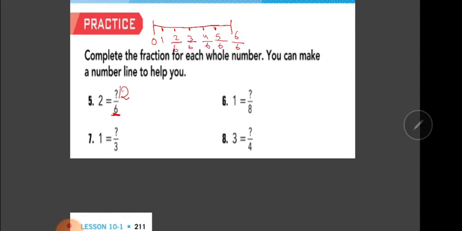This is 0. 1, 2, 3, 4, 5, 6, and I cut it into 6, so my denominator is 6. But they didn't say I need one whole, I need 2 wholes. So I'll bring another whole, and also cut it into 6 pieces. 1 sixth, 2 sixths, 3 sixths, 4, 5, and 6 sixths. Now, how many wholes did I use? 2. So my answer is correct. And how many small pieces do I need? 6 and 6, 12.